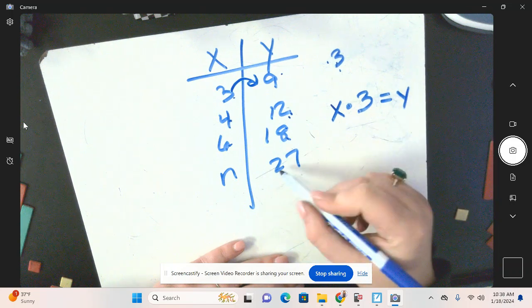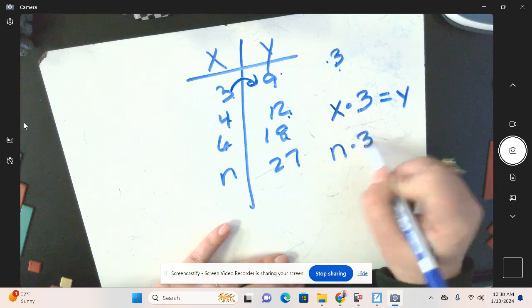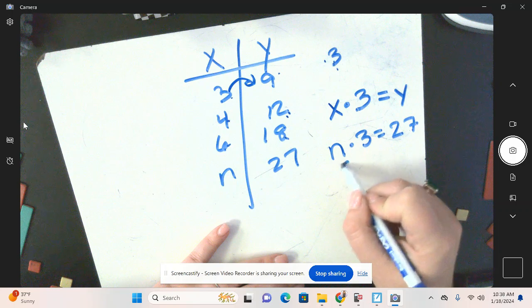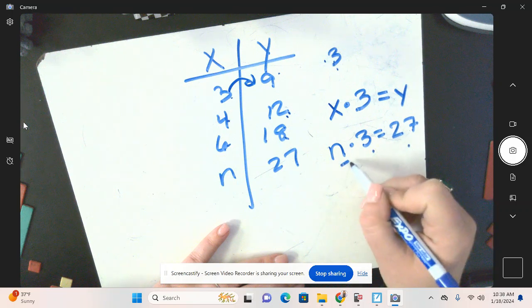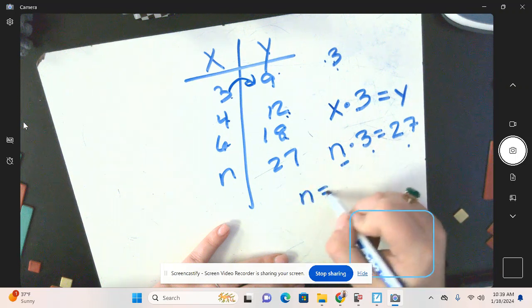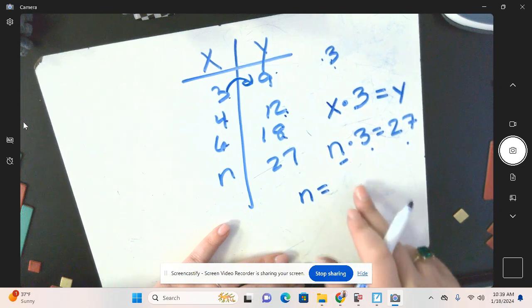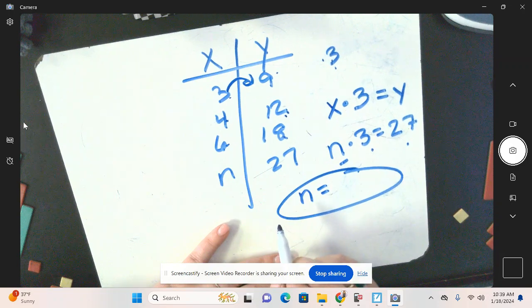So if I plug this in right here, I have n times 3 equals 27. So I'm going to have to ask myself, what times 3 equals 27? And whatever times 3 equals 27 is going to be our answer for n. That's the answer I'm looking for, whatever n equals. Okay?